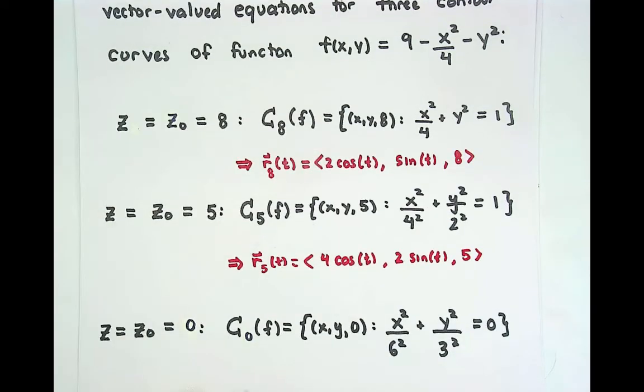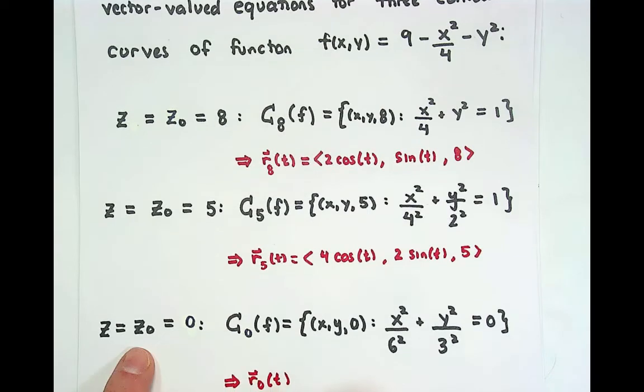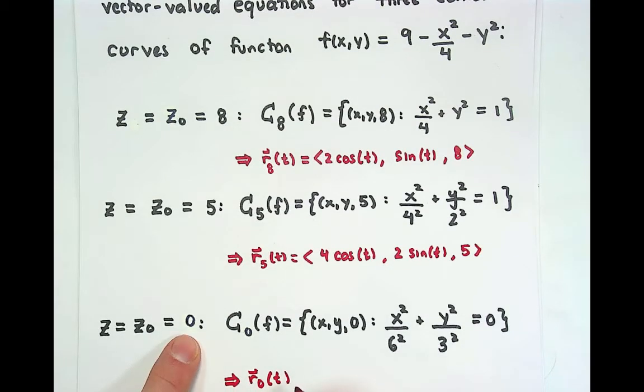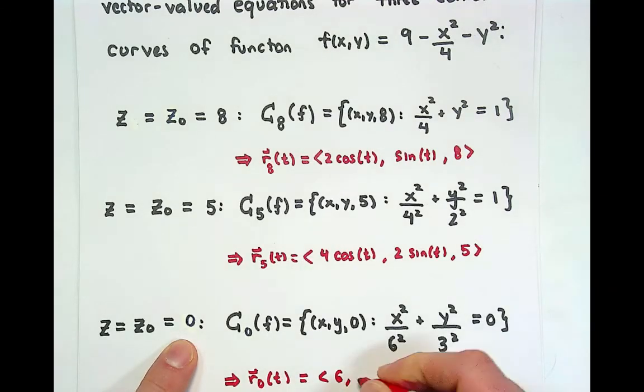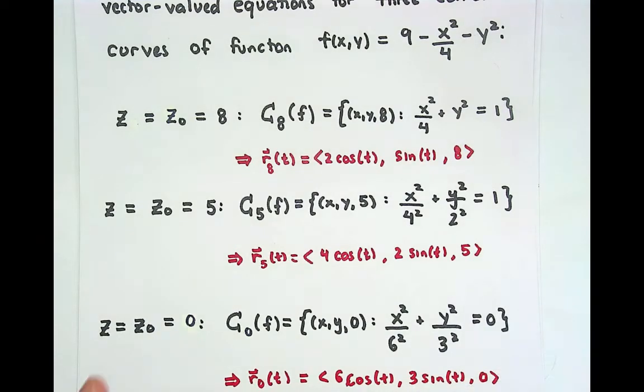Finally, we had the viewer in the last video put this one together for yourself. You said that the contour curve associated with a height 0 was the intersection of the surface with the xy plane basically. And this was given by x semi-axis 6, times the cosine of t, y semi-axis 3 times the sine of t, and then we need a z height of 0.